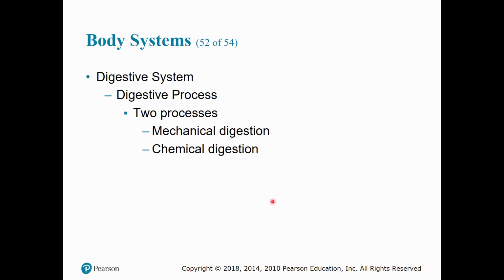There are two processes in digestion. You have mechanical digestion, which is the process of you chewing, and chemical digestion, which is the enzymes or digestive juices that break food down into simple components that can be absorbed and used by the body. Any carbohydrates that are eaten are converted into glucose or sugar, any fats are changed into fatty acids, and proteins are then converted into amino acids, which are used as part of your DNA.